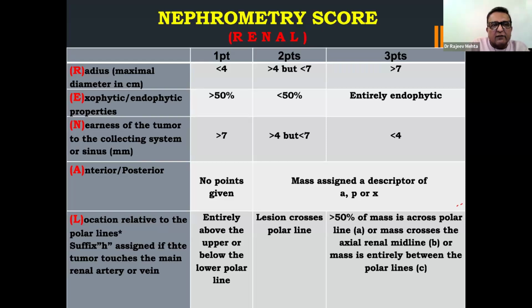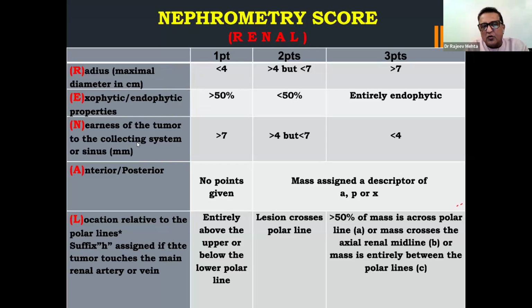So each of R, E, N, and L has 3 points. If the diameter of the mass in any plane, whether it's axial, coronal, or sagittal plane, is less than 4 centimeters, then it is 1 point. More than 4 but less than 7 is 2 points, and more than 7 centimeters is 3 points. Similarly, if it is more than 50% exophytic, then you give 1 point. If less than 50%, then 2 points. Entirely endophytic, then 3 points.